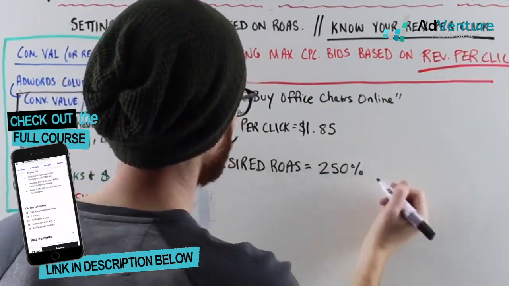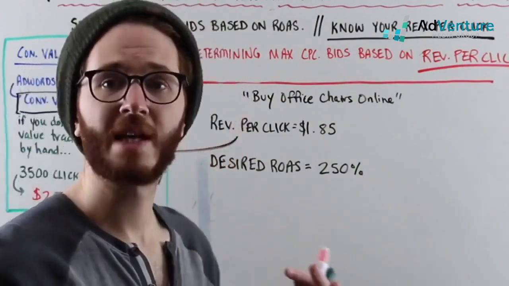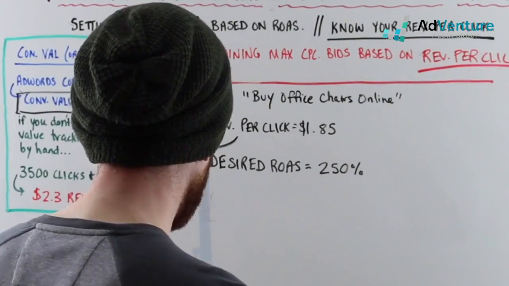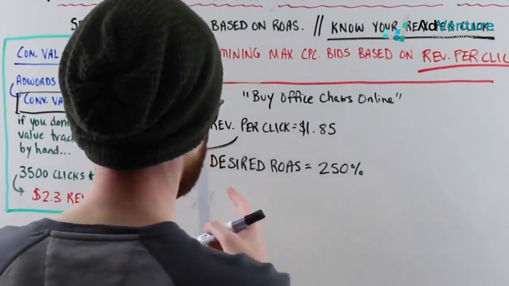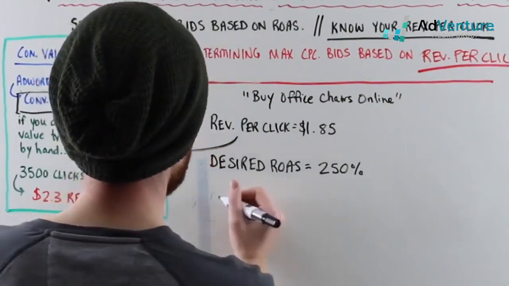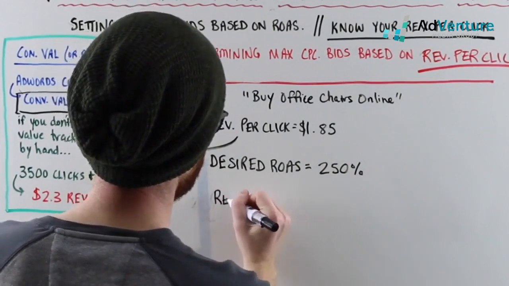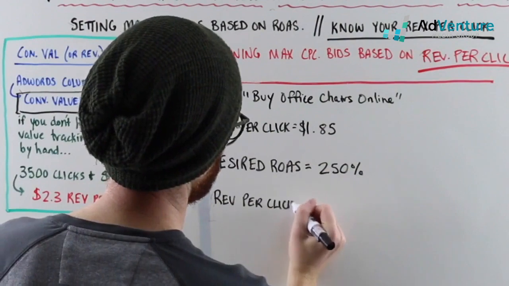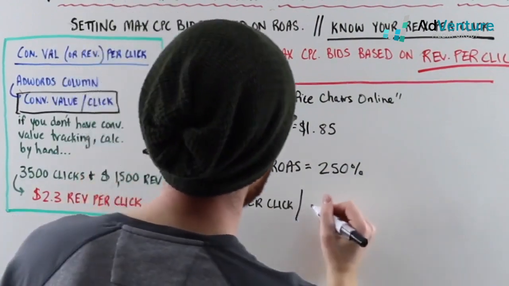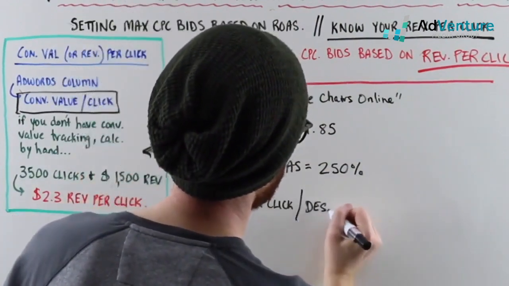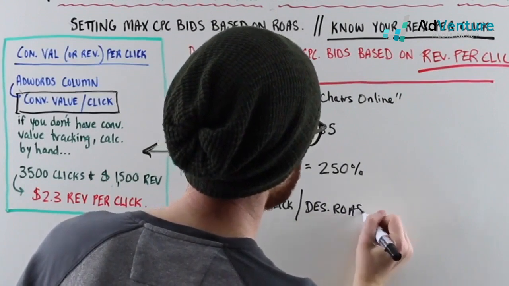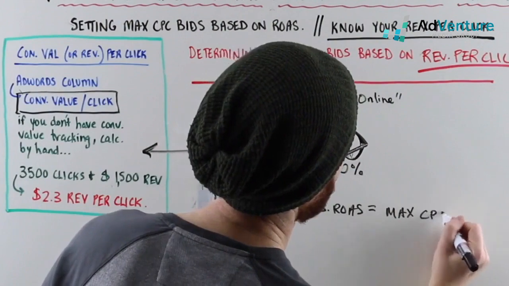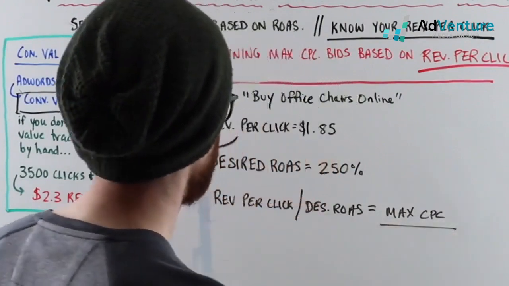Now you'll see how much simpler this calculation is than the last calculation we did. All I need to do is revenue per click divided by my desired ROAS, and that equals my max CPC. That's the most I could pay for this click. Now let's just plug in our numbers.